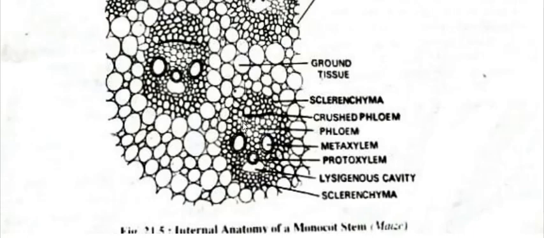Then above the xylem, phloem is present, and this is the crushed phloem, which is formed by the protophloem cells, and below the protophloem cells, metaphloem cells are present, which are functional. And then below the phloem, xylem is present, which is Y-shaped. Arms are formed by the metaxylem cells, and the tail is formed by the protoxylem cells. And below the protoxylem cells, a lysigenous cavity is formed, which is formed by the breakdown of the protoxylem cells.